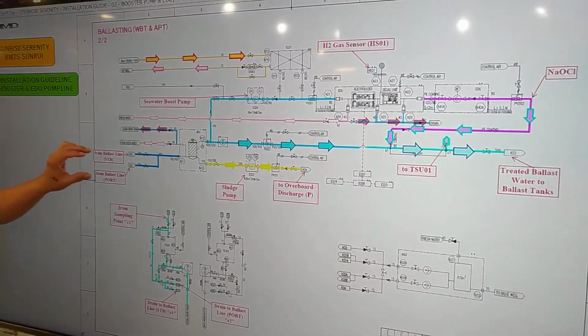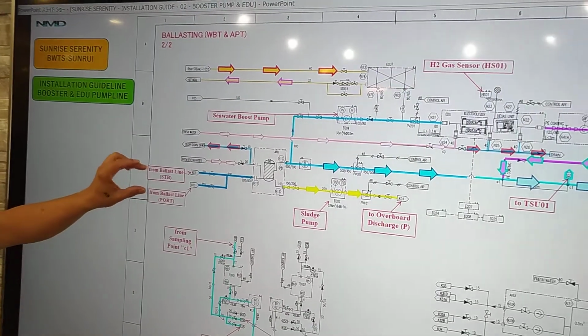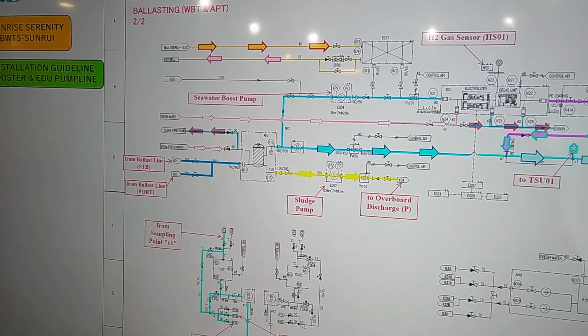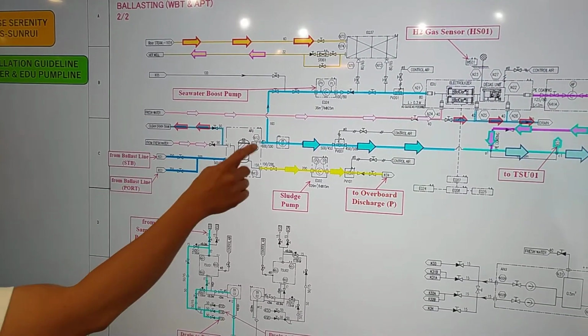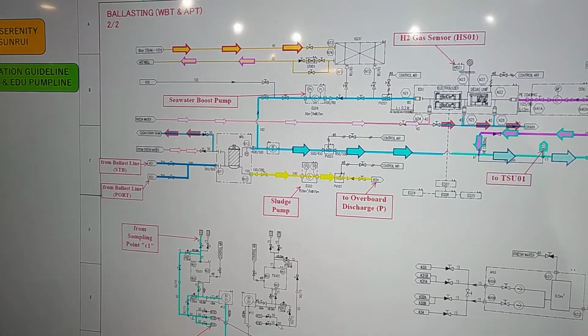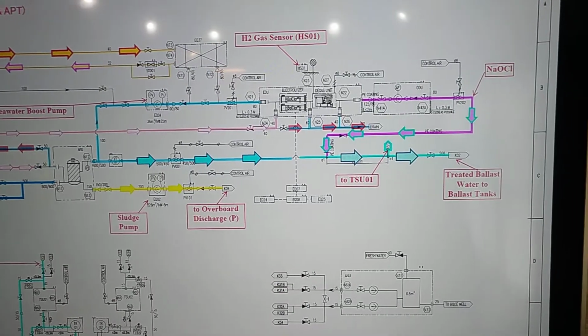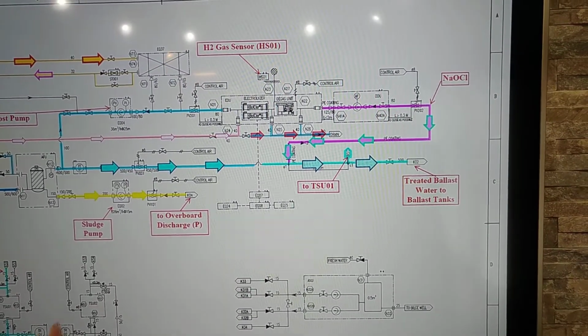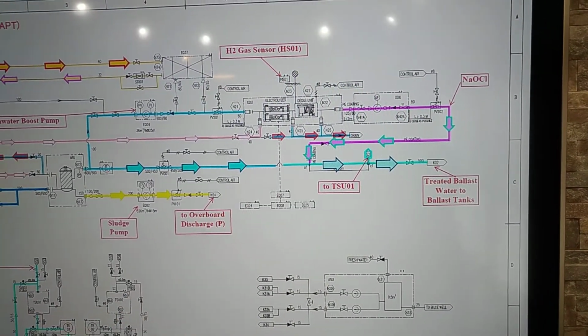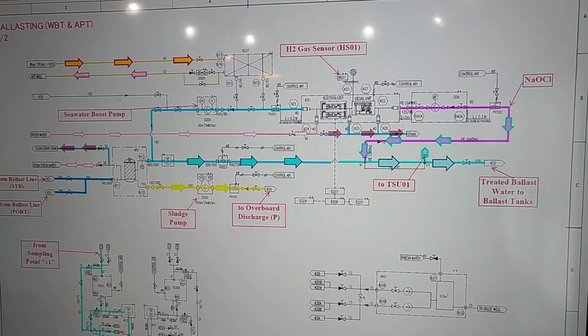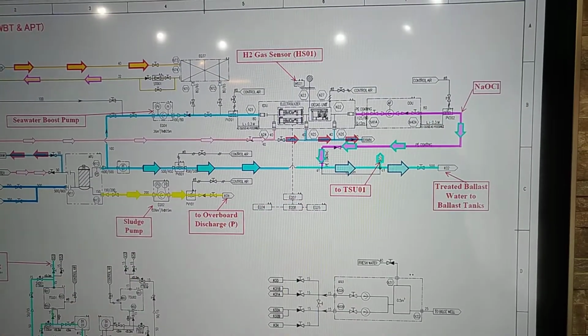From the ballast pump, we have here the ballast line, starboard or port side. We pump the seawater to the filter, and then from the filter, we pump it going to the ballast tank. But before going to the ballast tank, we will inject the chemical, sodium hypochlorite.